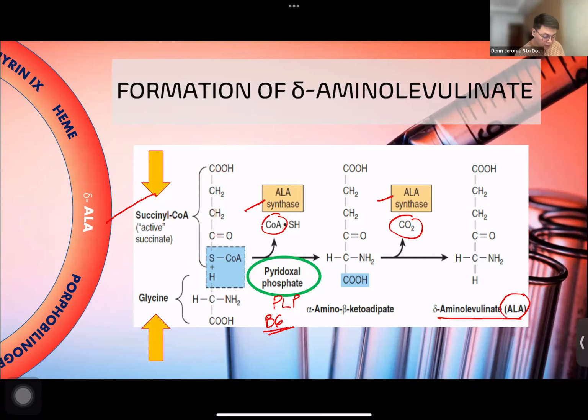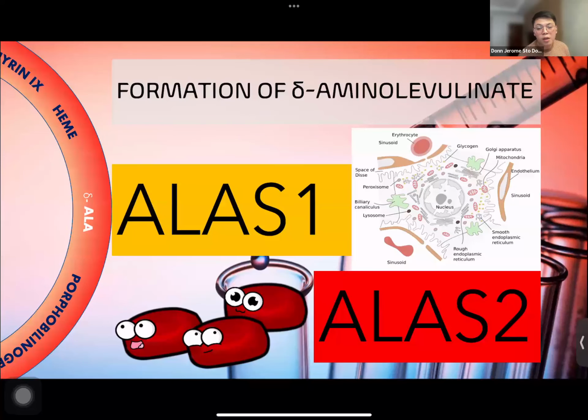Okay? Next, there are two isoforms of the enzyme, ALAS1 and ALAS2. ALAS1 is also called the housekeeping enzyme. Okay? Encoded in chromosome 3. ALAS2 is specific for erythrocyte precursor cells. It is encoded in the X chromosome. Okay? In the X chromosome.